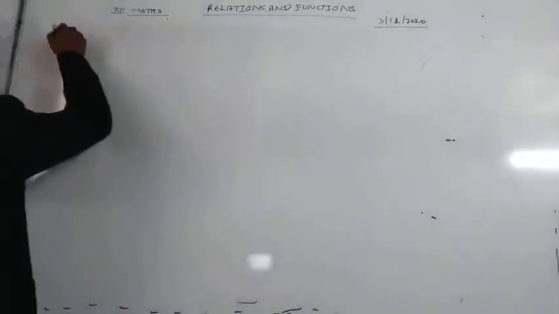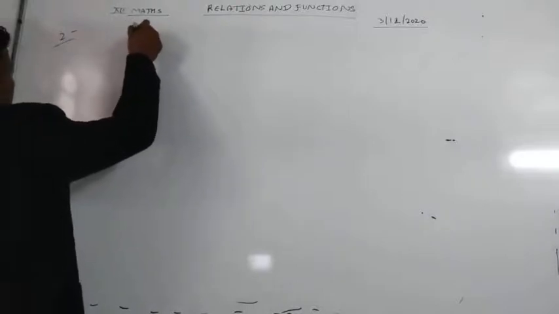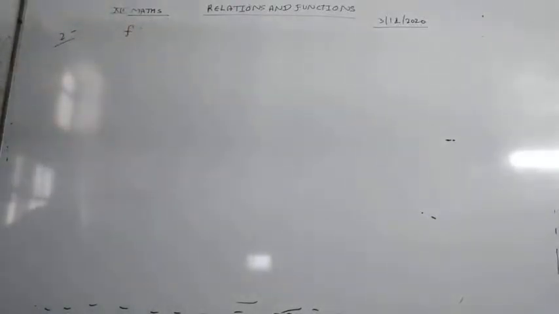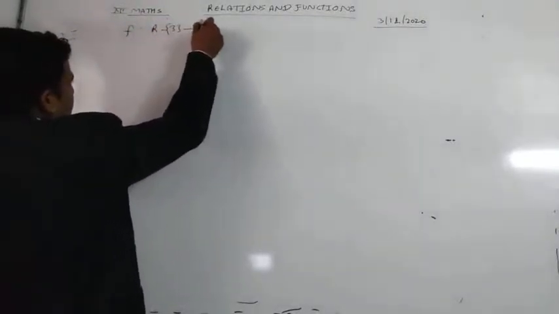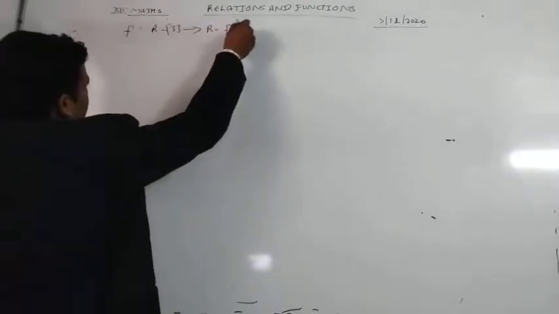Next question is, let A is equal to R minus {3} and B is equal to R minus {2/3}, and the function f from A to B is such that f(x) is defined as (2x minus 4) by (3x minus 9). Then prove that the function is a bijective function. So the function is f from A to B, where A is R minus {3} and B is R minus {2/3}. This is what is given.